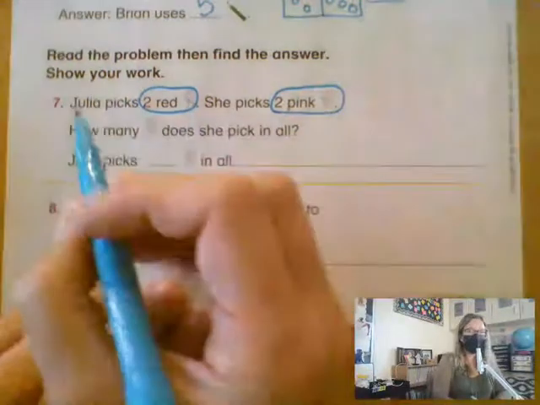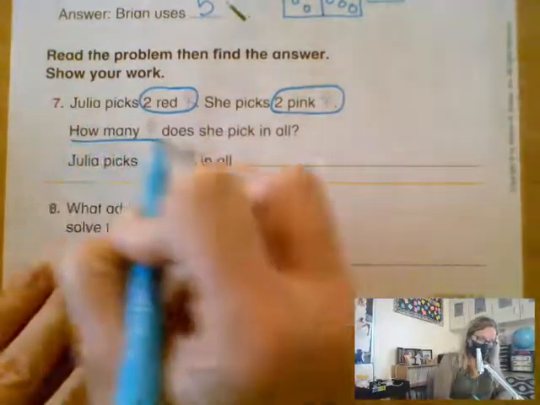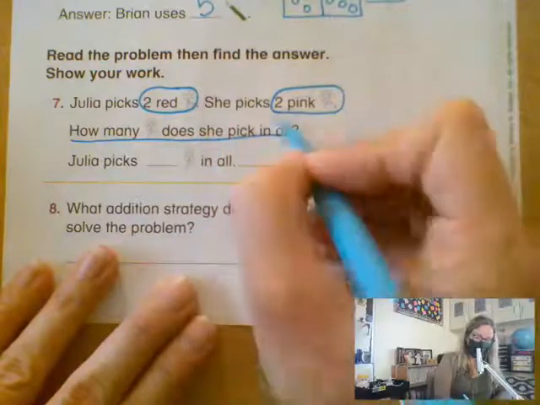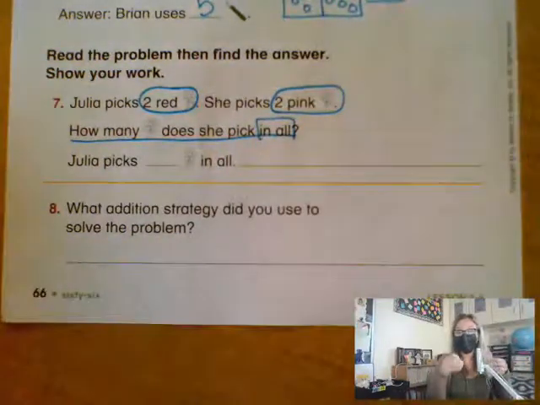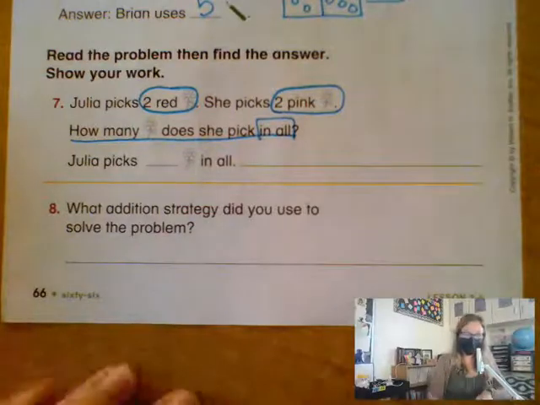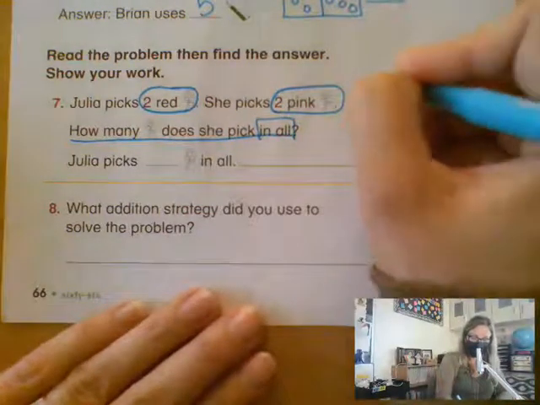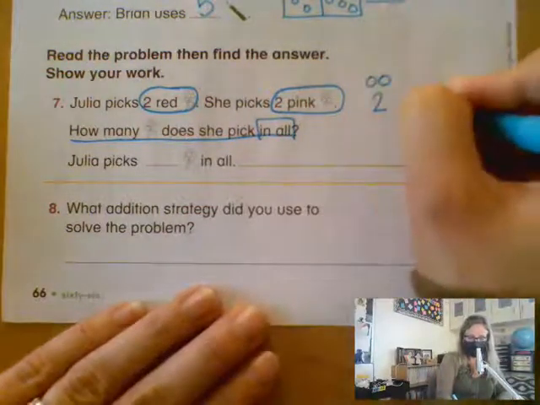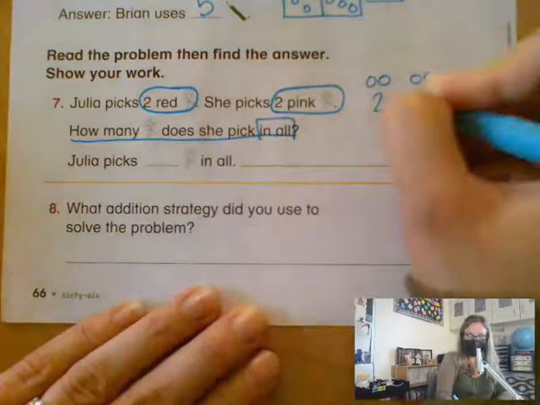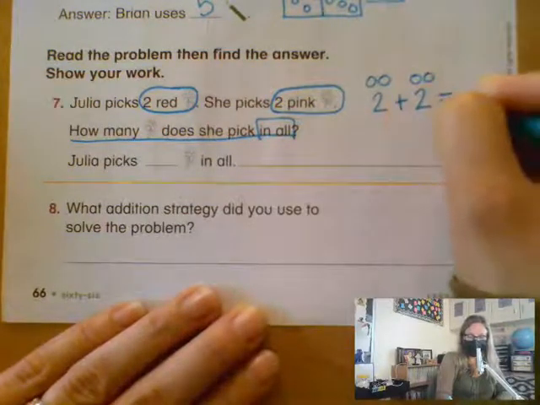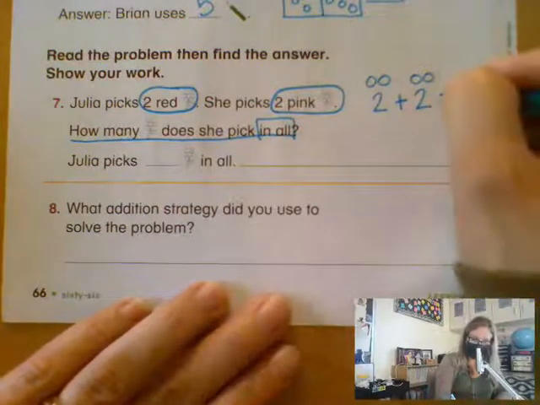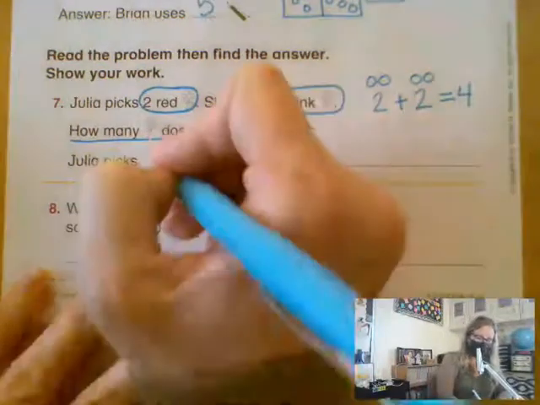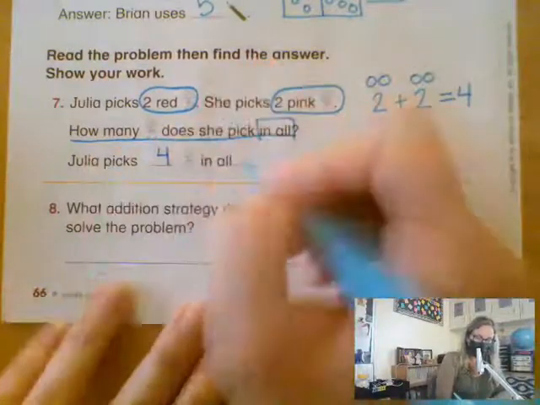And now we underline our question. How many flowers does she pick in all? And that in all is so important because that tells us we're adding numbers together. So she had 2 red, 1, 2, and 2 pink, 1, 2. If we add those together, that's a doubles fact. What is 2 plus 2, Camila? 4. Excellent. So Julia picks 4 flowers in all.